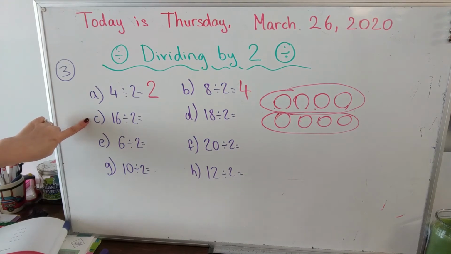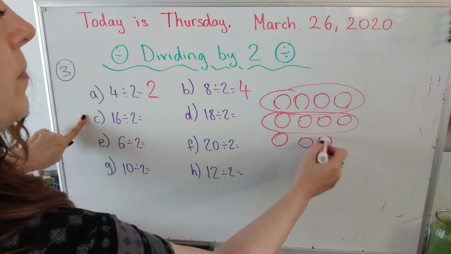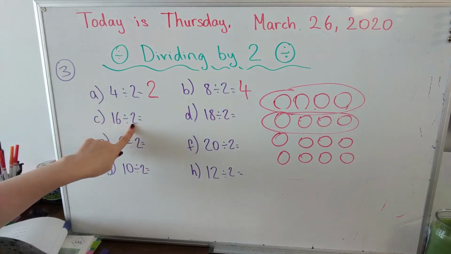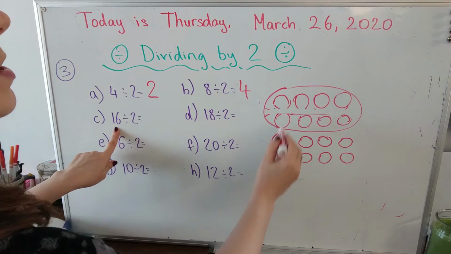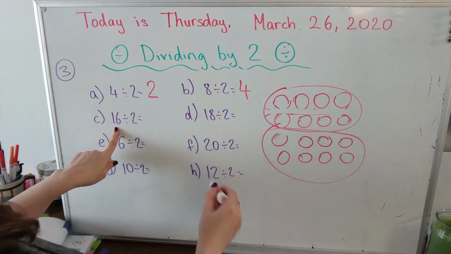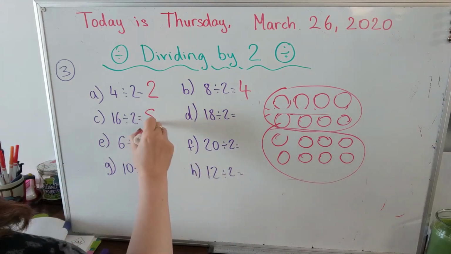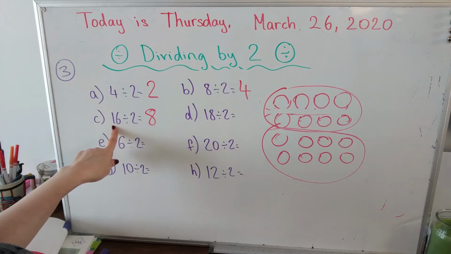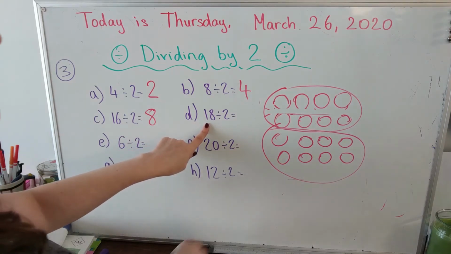Let's look at letter C. We have 16 counters. I had 8 here, so I'm going to write 16. There's 12. There's 16 counters. I'm going to divide them into 2 equal groups. Here's group 1, and there is group 2. How many are in each group? 4 plus 4 is 8. So my answer is 8. Let's check our work. 2 times 8 is 16. We are correct.